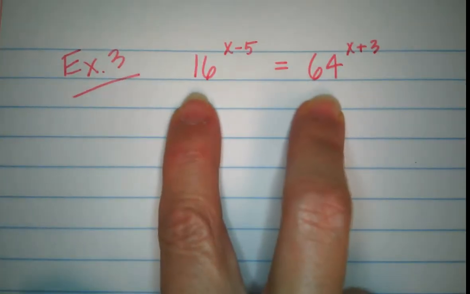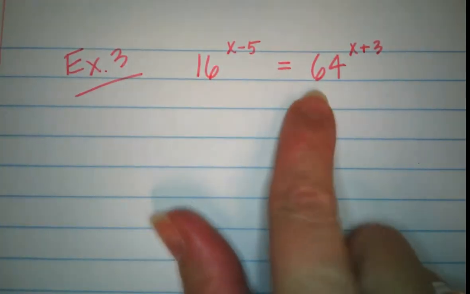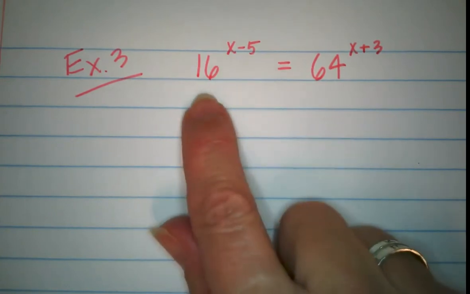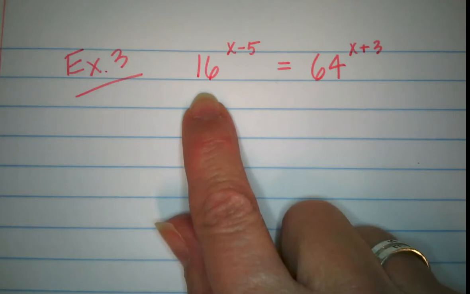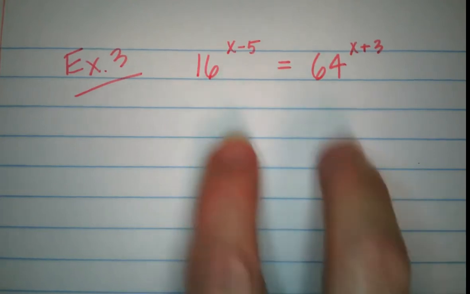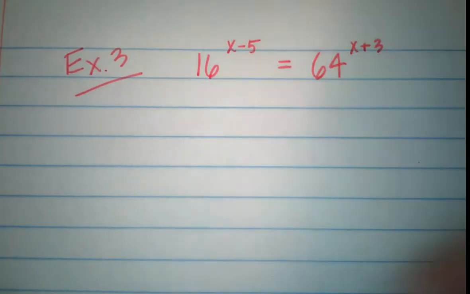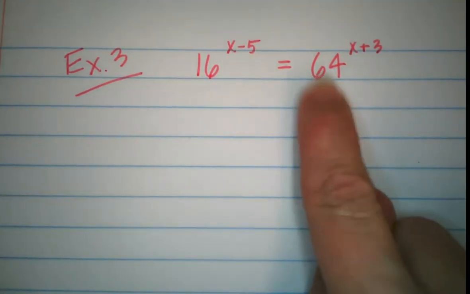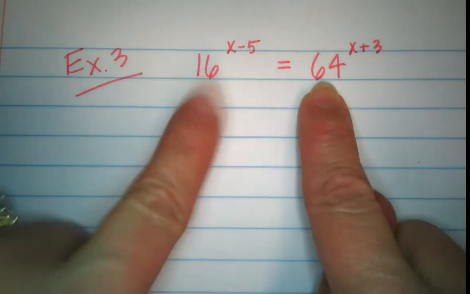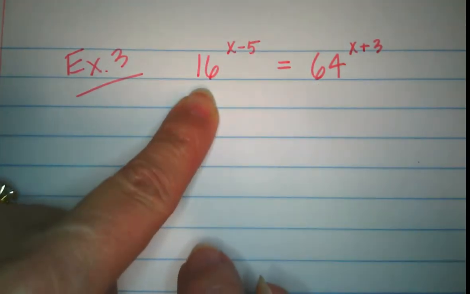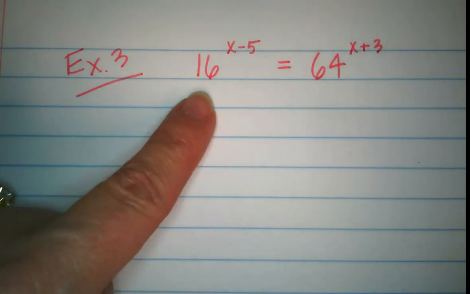So we need to figure out how to get these to match. Is it possible to write 64 as 16 to the something power? No. So what I need to do is change both of them. All right? So what we want to do is think about things that we know. I know that this is 8 squared, but I can't write this as an 8. So we got to keep thinking. Any ideas?